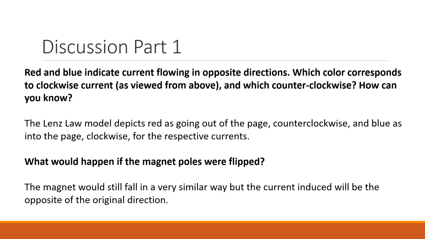To start our discussion, we have red and blue indicate current flowing in opposite directions. Which color corresponds to the clockwise current, which is counterclockwise, and how can we know? Looking through the Lenz law model, we can find that red depicts going out of the page, which is counterclockwise, and blue depicts going into the page, which is clockwise for the respective currents. What would happen if the magnet poles were flipped going through the tube? The magnet would still fall in a very similar way, but the current induced will be the opposite of the original direction before it was flipped.